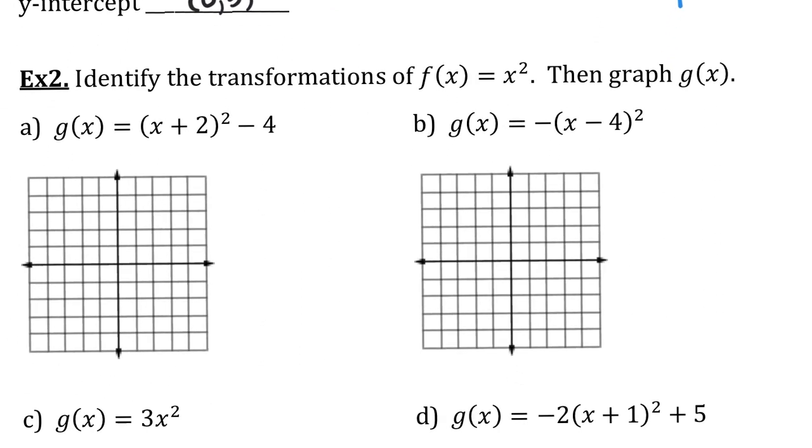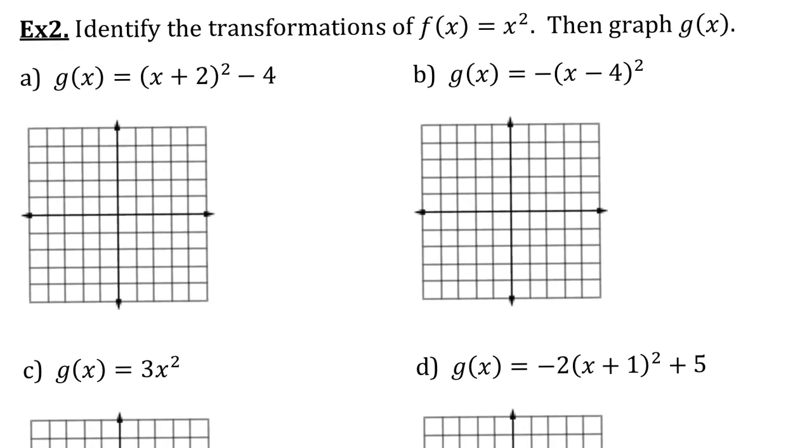Okay, let's transform some and then graph them based on the parent graph. So identify the transformations of f(x) equals x squared. These are all parabolas, and then I'm going to graph g(x). Since it's asking me to identify the transformations, I am going to list them too. Okay, so what do I have? I have parentheses x plus 2, so that's going to go left 2. And then we're subtracting 4, so down 4. Hold on, I spelled left wrong.